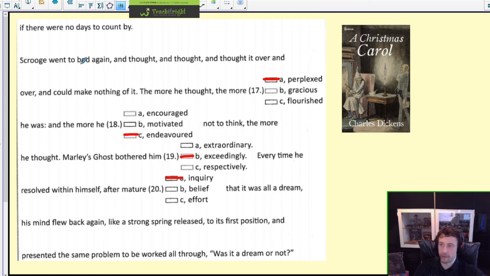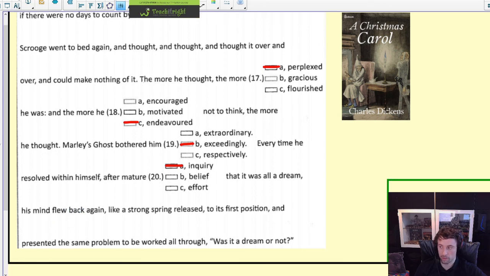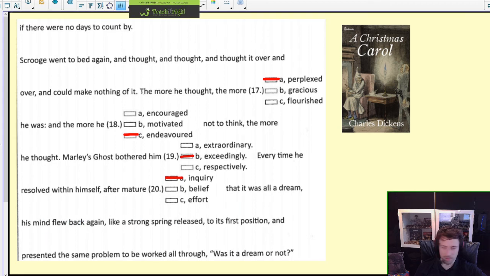Scrooge went to bed again and thought it over, and could make nothing of it. The more he thought, the more perplexed he was, and the more he endeavoured not to think, the more he thought. So he just couldn't get it off his mind. Marley's ghost bothered him exceedingly. Every time he resolved within himself, after mature inquiry, that it was all a dream, his mind flew back again like a strong spring released to its first position, and presented the same problem to be worked all the way through. Was it a dream or not? So really exciting. He's obviously been visited by the first ghost.